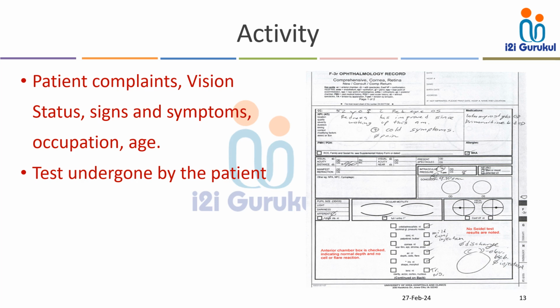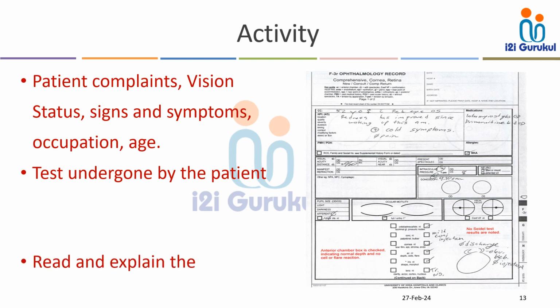Whenever you are going through these patients, you need to assess the patient's complaints, the visual status of the eye, signs and symptoms of the patient, occupation, what kind of job profile they have or are going to do, and their age. These kinds of details have to be recorded on the case sheets, and you must go through these presbyopic patient case sheet records so you will understand better.